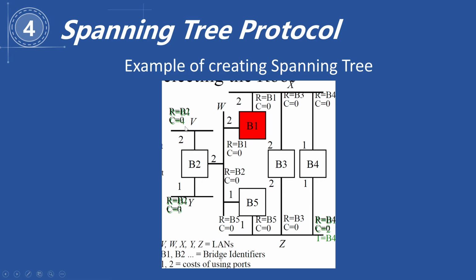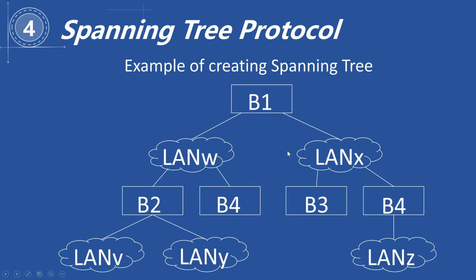For example, for the Y line, bridge 2 has a designated port to the Y line. Next, enable all the root ports and designated ports, but disable all other ports to create a spanning tree. Finally, maintain the spanning tree through periodic advertisement. After doing that, we establish the spanning tree like this diagram.